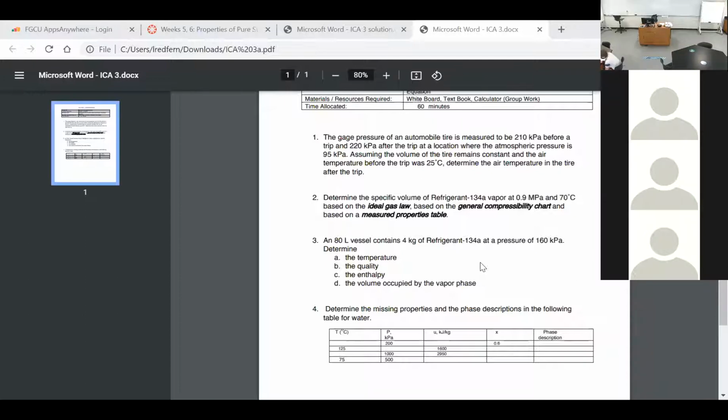This is very similar to what I did on this, but you don't bring it in kilopascal. For the ideal gas law, yeah, that's perfect.